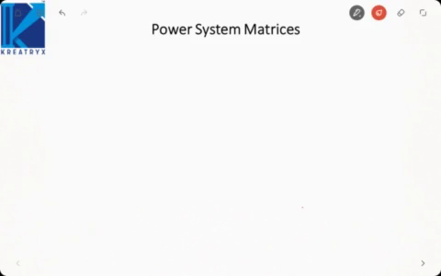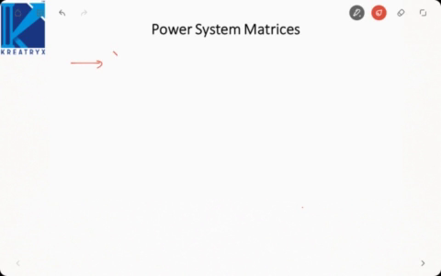Hi all. In this lecture, we will first start with the power system matrices. These are the matrices which are used to represent a power system. There are various representations of a power system, like we saw the case of a single line diagram, and if that single line diagram is represented in terms of matrices, then it is called a power system matrix. Now usually there are two types of power system matrices.